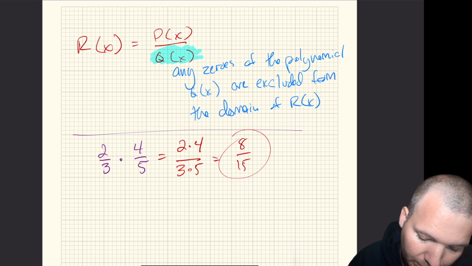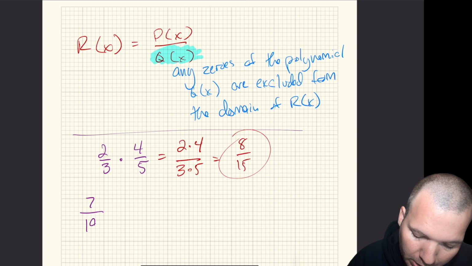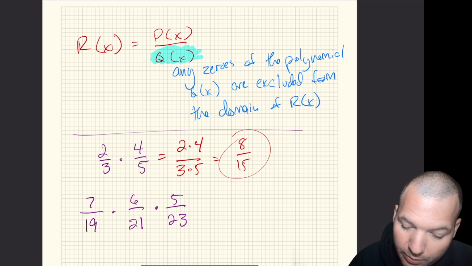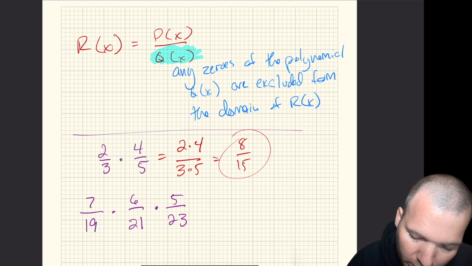Occasionally, you might have something like 7/19 times 6/21 times 5/23. I'm just making it up. And we could multiply all the way across and get some very large number. What would that be? 210 divided by 19 times 23, which is the same thing as 437.